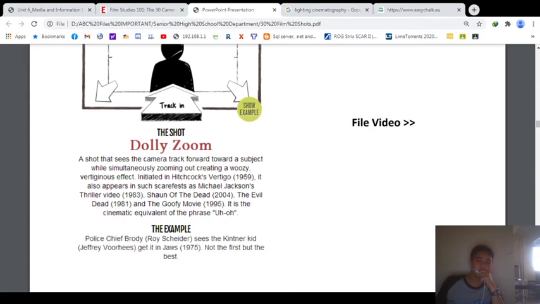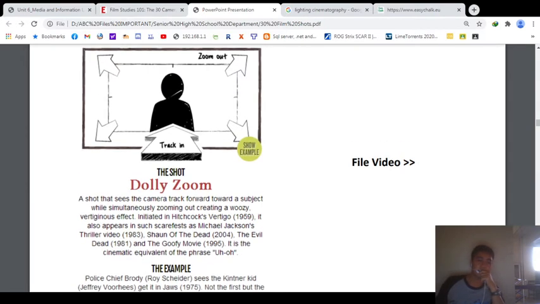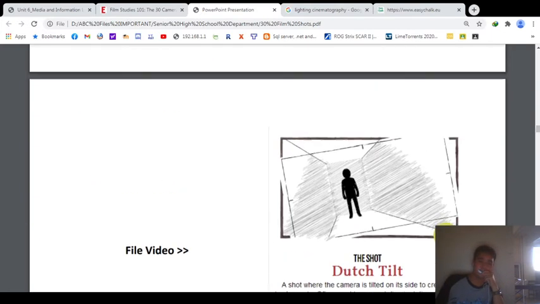Next is the dolly zoom. Okay, the dolly zoom is a track in. When the track is, the camera is paving the way, going outward or inward. In an outward motion, the camera is gradually going outward, class. Okay, so next is the Dutch tilt.